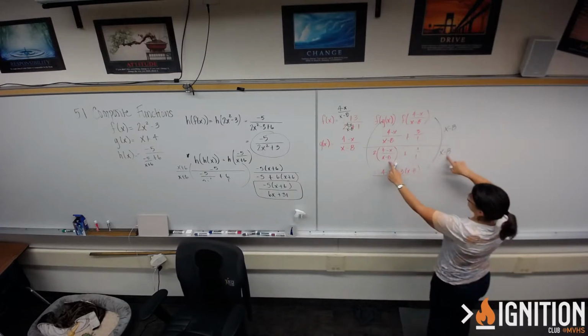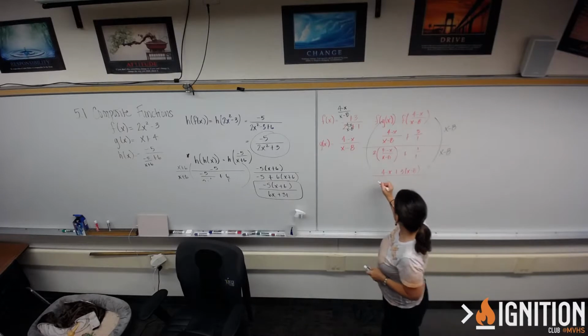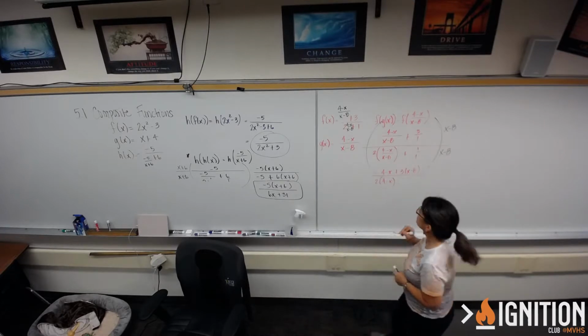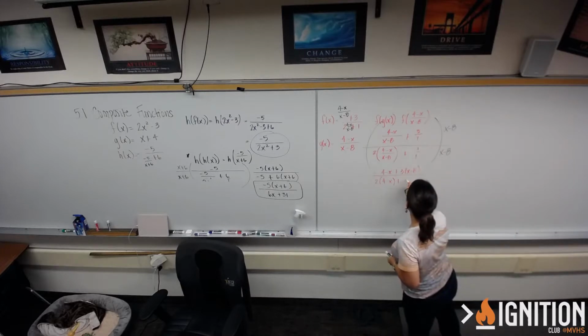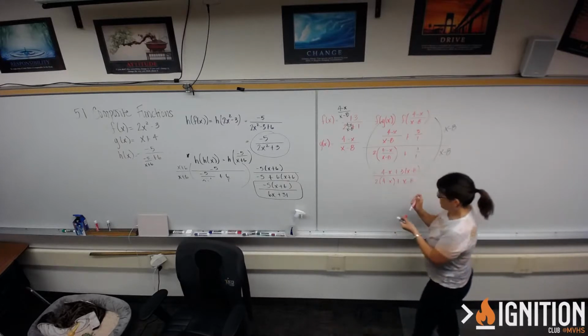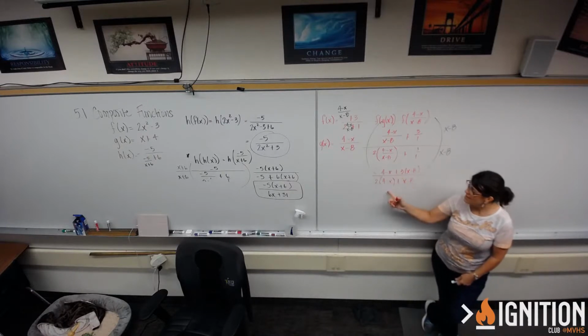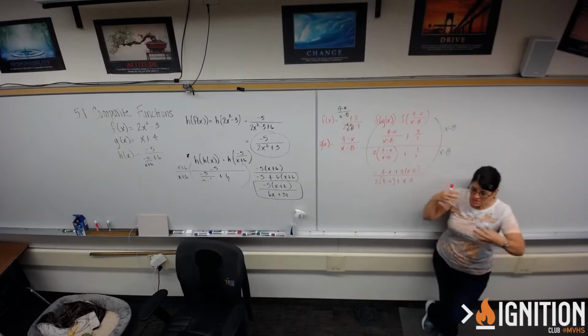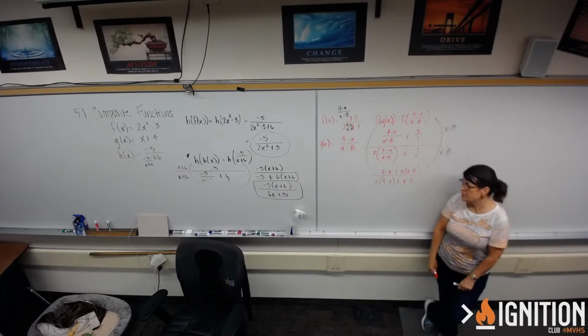X minus 8 reduces. You're left with 2 times the quantity 4 minus x. Nothing reduces. X minus 8. You cannot reduce 4 minus x. No. Order of operations. Distribute, combine like terms. Then maybe you can factor and reduce, but not right now.